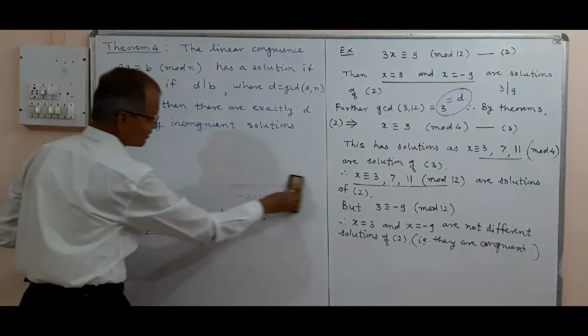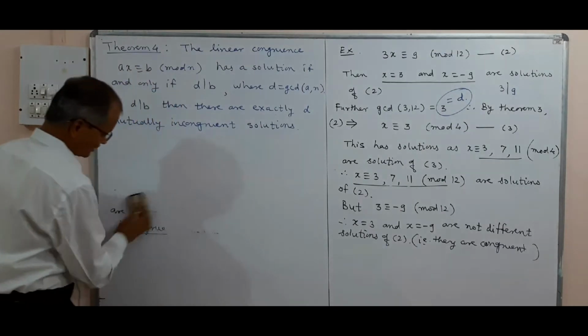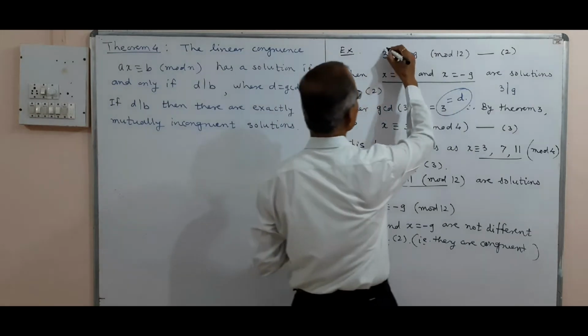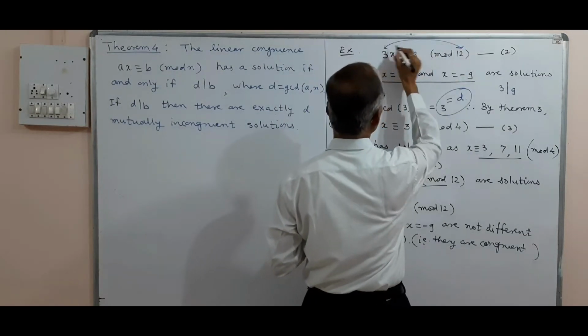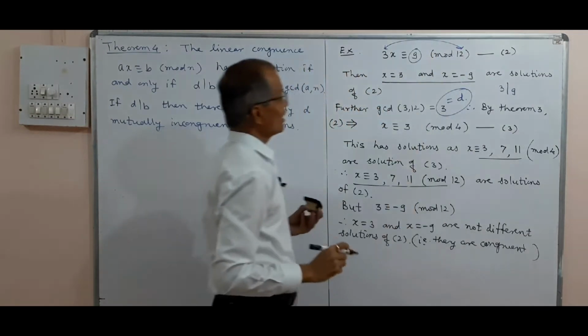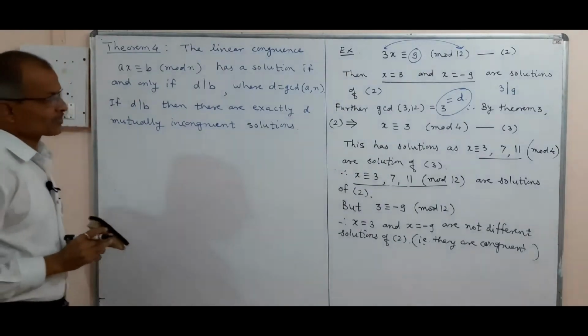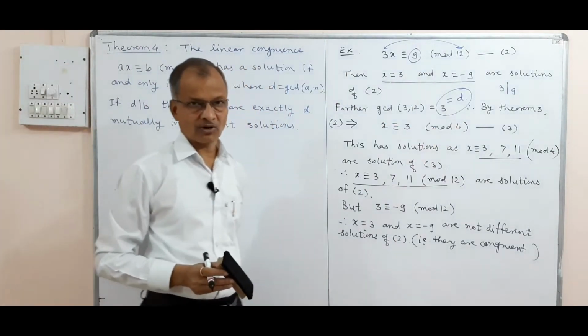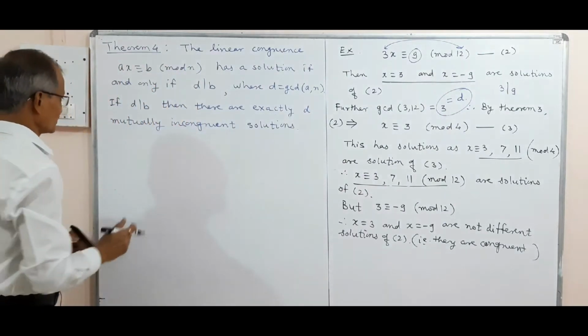The condition is D must divide B. What is D? D is the GCD of these two numbers. So the GCD of these two numbers must divide this number. And if it does, then the congruence has D number of incongruent solutions.